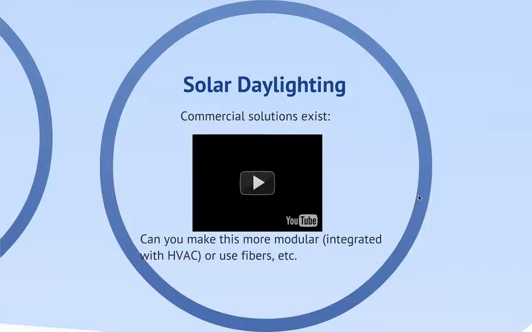So moving on to the next topic, I'll just give you one more example of solar daylighting. There are, of course, several commercial solutions, and I just picked one as an example. Again, for the daylighting application, you can think about how you make it more modular, and how you can integrate it with HVAC or these fibers, etc. So let's take a quick look at the solution, and then we'll move on.